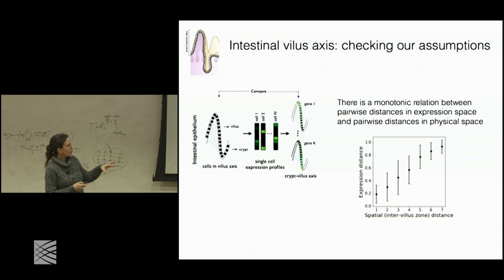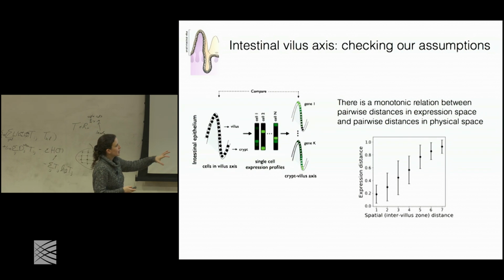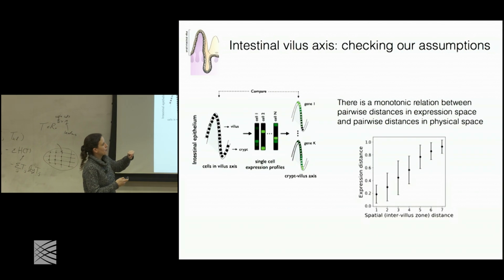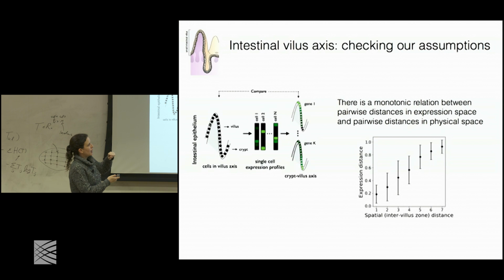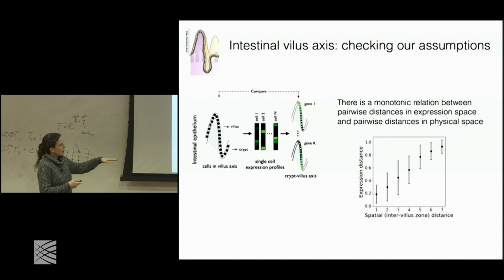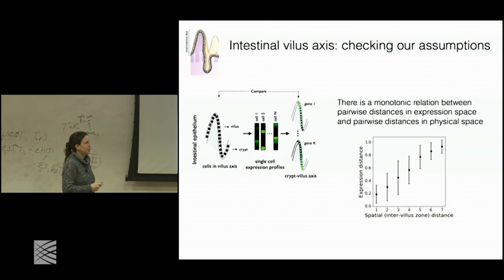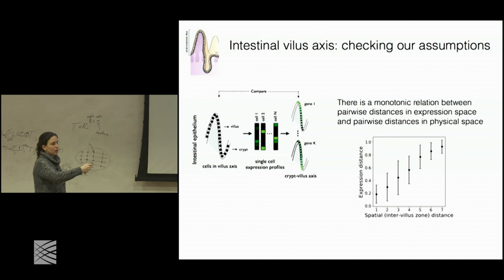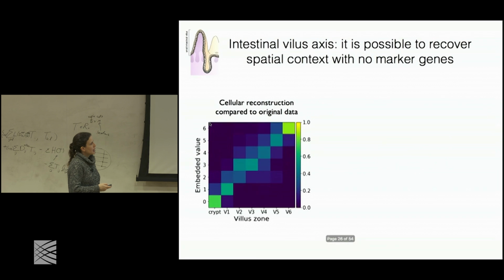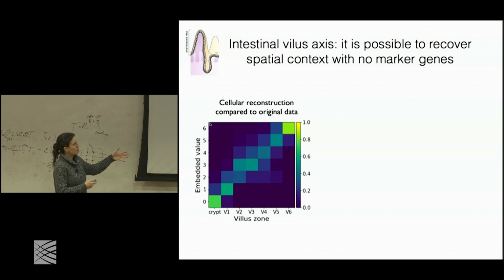So we could take this data and see that, indeed, as we expected, pairwise distances between cells in expression space, here on the y-axis, increase monotonically on average with pairwise distances in physical space between the different locations across the villi. And now if we use our approach, if we use novoSpaRc to actually reconstruct the locations, we see that it does a pretty good job.